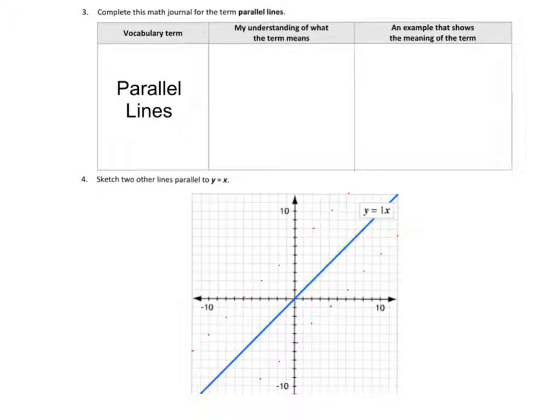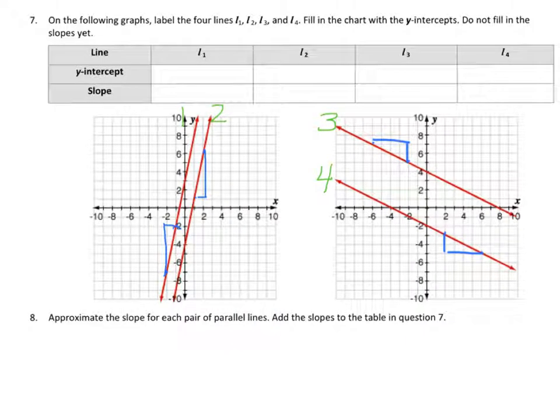You probably see that parallel lines are never going to intersect. This is because they have the same exact slope. So two other lines that have the same slope as the line shown here in blue would have a slope of 1. One is drawn above the line, one is drawn below. They have the same slope but different y-intercepts. Pause the video here so you can fill in number 7 and then check your answers, identifying the y-intercept and the slope for each of these 4 lines.